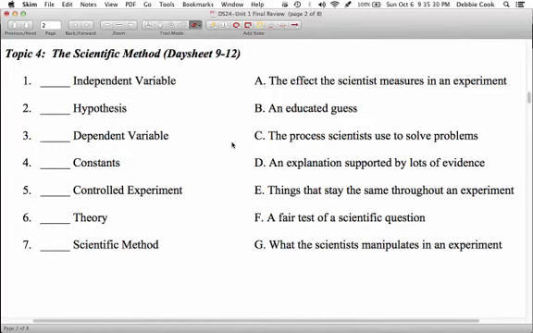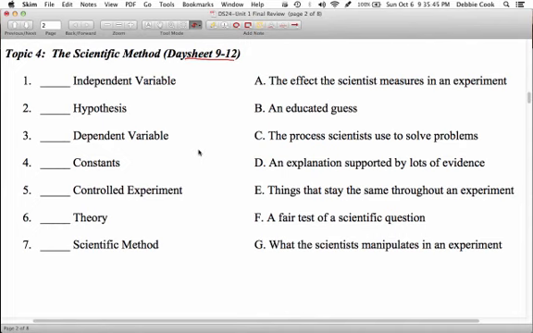Welcome to the topic number 4, Unit 1 review on the scientific method. The materials that we're covering in this answer key can be reviewed in greater depth by referring to daysheets number 9 through 12. All right, let's go ahead and dive in.